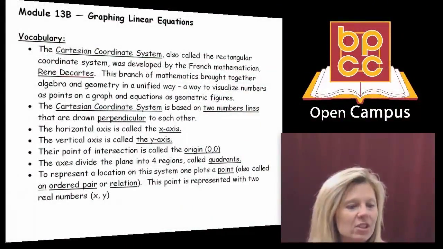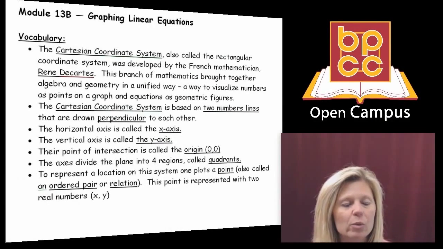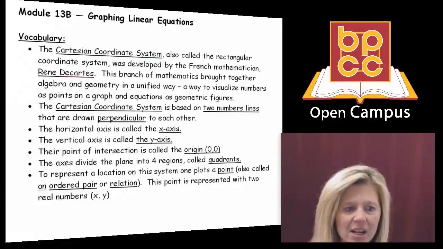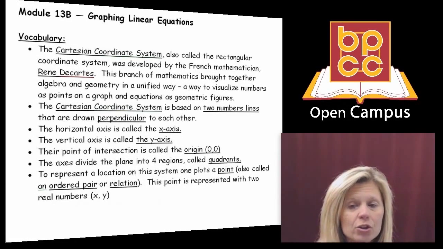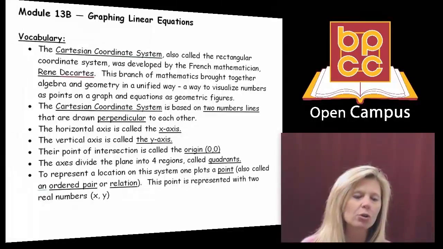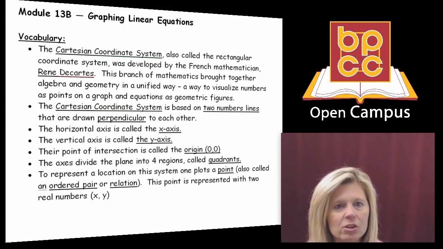Okay, before we even start graphing an equation, we've got to go through some basic vocabulary. The words of graphing have not changed since Algebra 1. So you're going to hear the same words you heard back then. So let's just go through this and make sure we're all on the same page.